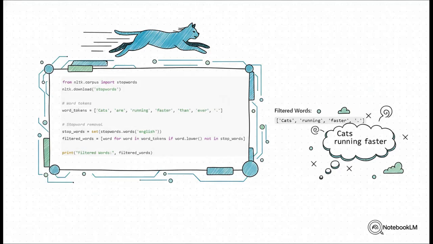And right here, you can see that transformation happening. I mean, look at this. On the left, we've got our original phrase. Then after the code on the slide does its thing, look what we're left with on the right. Cats running faster. All that grammatical fluff is just gone. And the computer is left with the pure, essential meaning of the sentence.